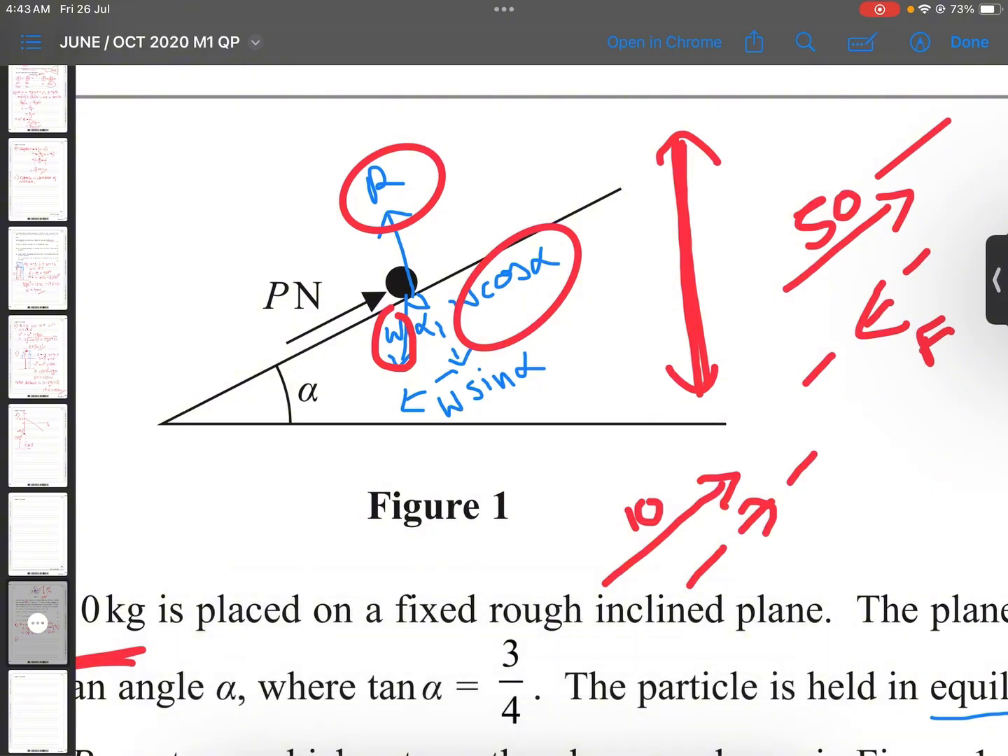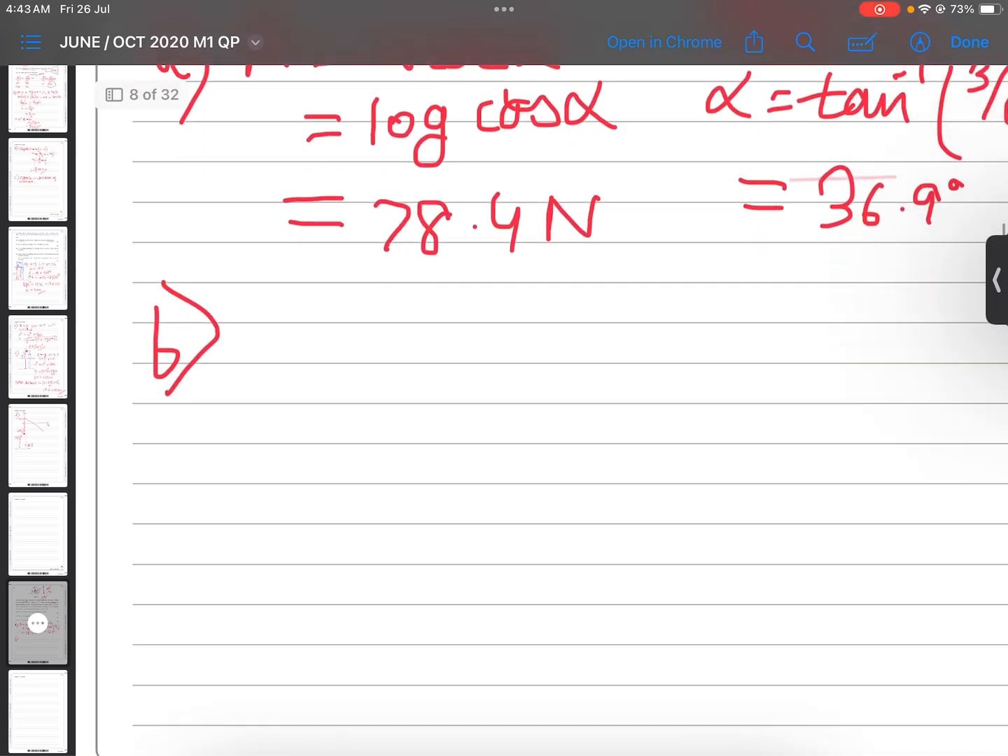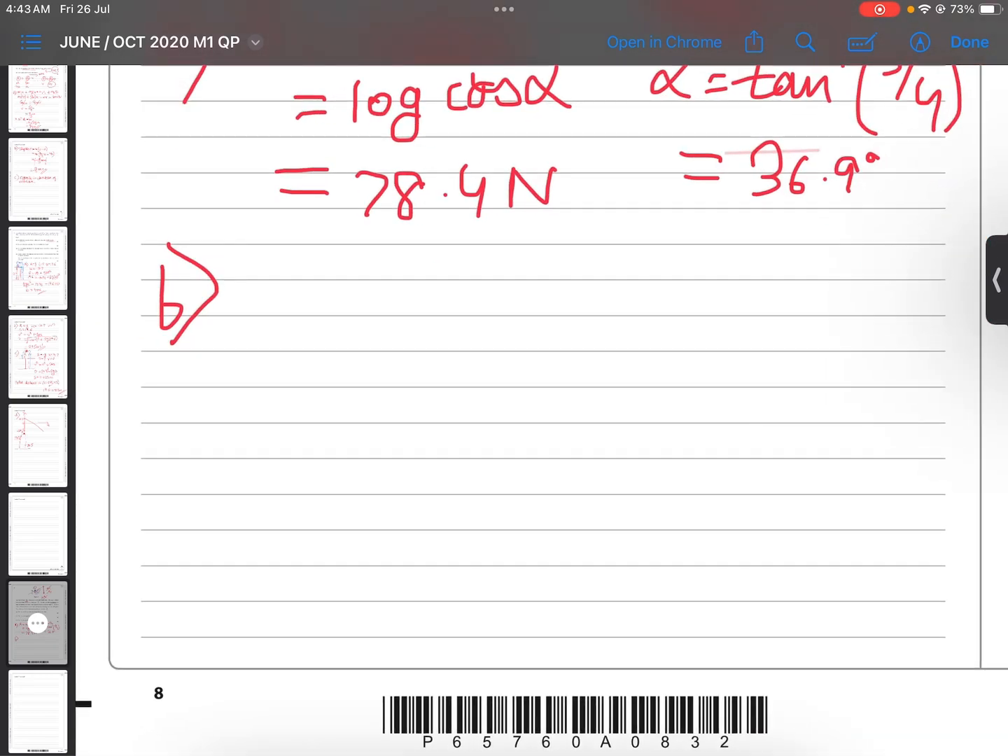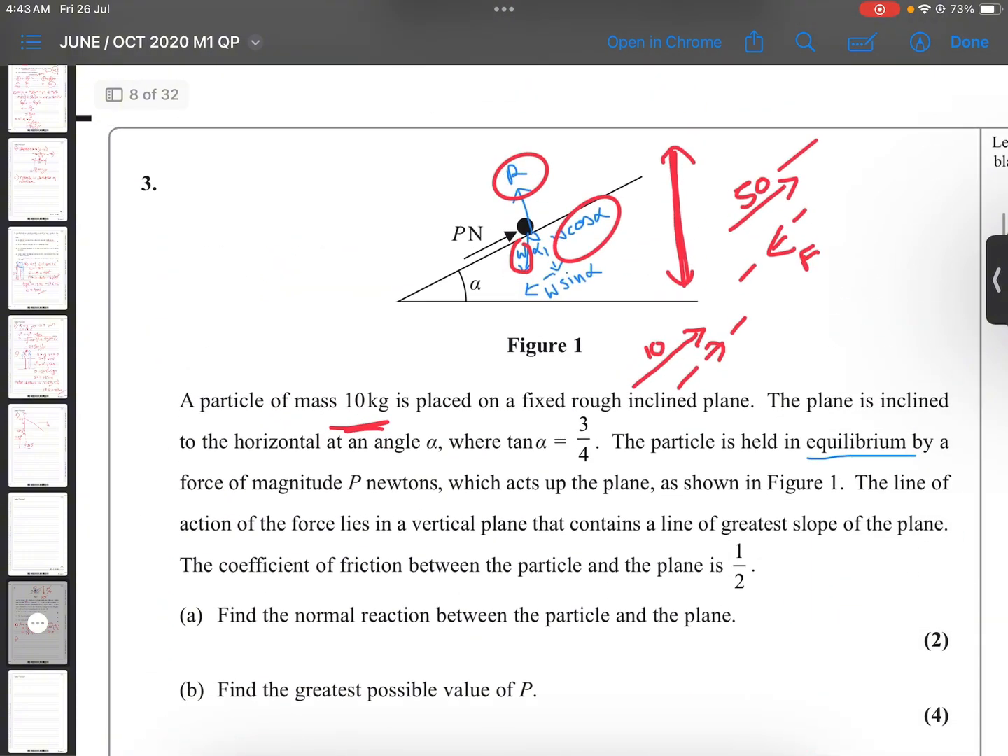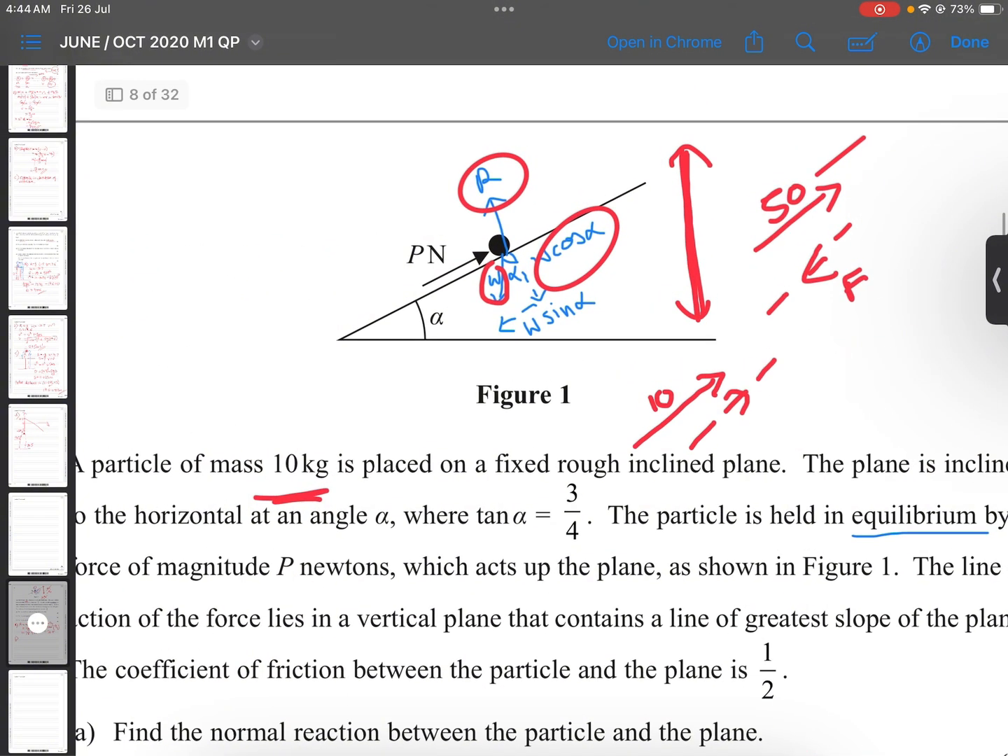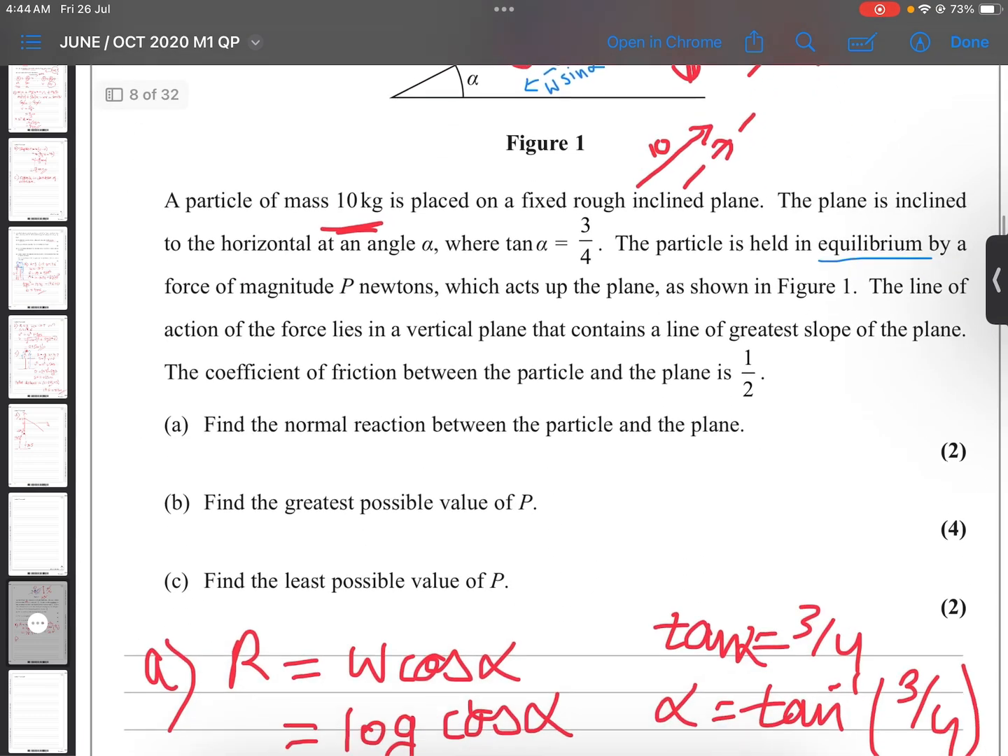So now starting with part B, it starts moving upwards, but in real life it's in equilibrium position. That's why all the forces acting to the right and all the forces acting to the left are going to be equal to each other. And so when P is acting up, okay, and then it's W sine theta acting down and friction acting down. So P is going to be equal to friction plus W sine theta.